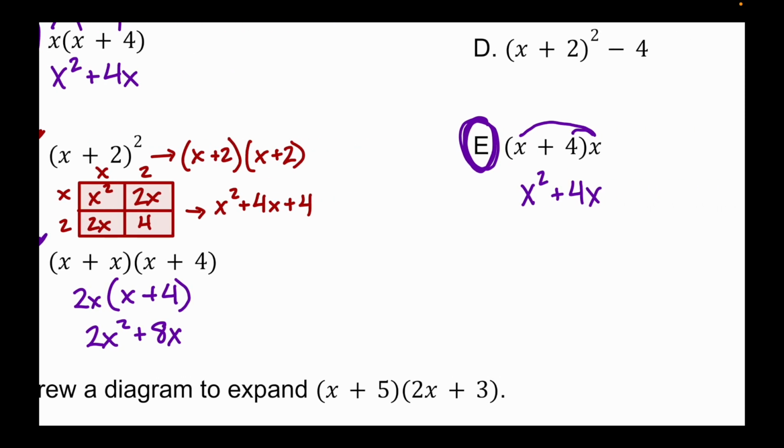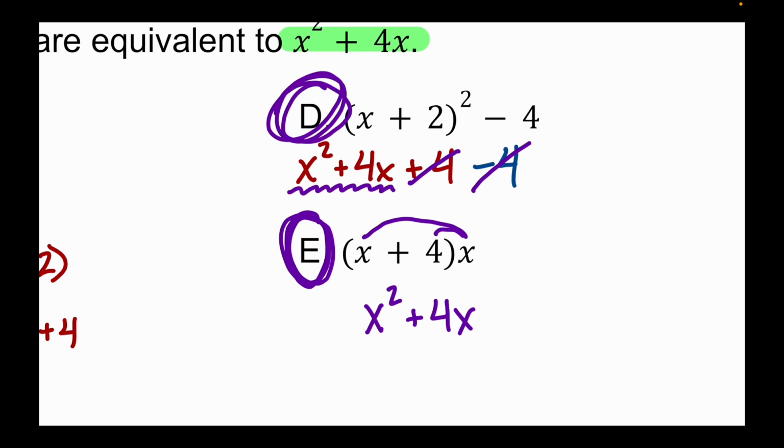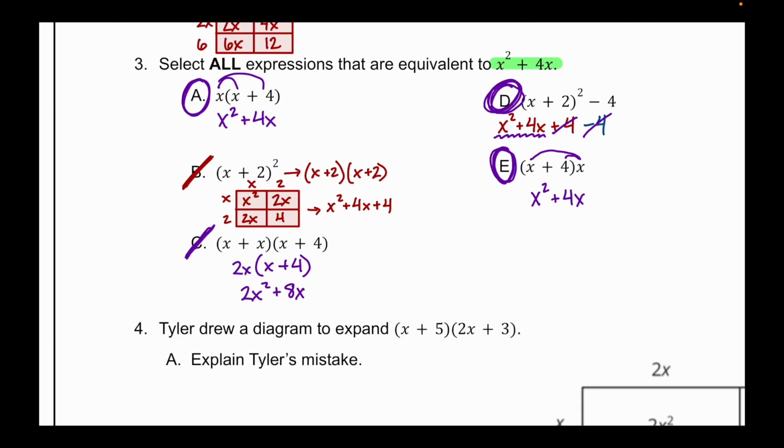However, if we did that exact same thing and then subtracted 4, it should leave us with what we want. So I know from showing work on B that this becomes x squared plus 4x plus 4. And then I'm going to have this minus 4 here. And these basically will cancel each other out, leaving us with just this piece. And so D is equivalent. That one's a little tricky, but your answers here are A, D, and E.